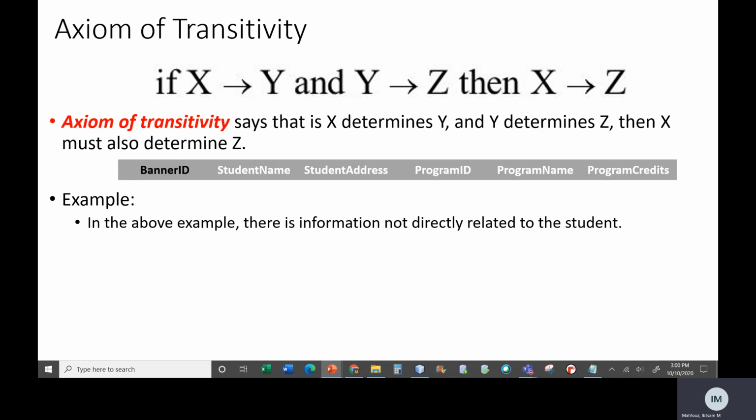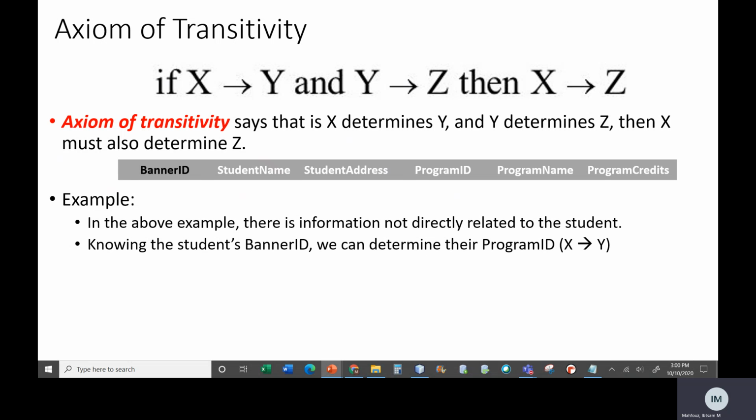Another axiom is called the axiom of transitivity. And here, if I know that X functionally determines Y and Y functionally determines Z, then really I can go from X to Z. Then I know that X functionally determines Z. Let's look at an example here. We have a table about a student. We're storing the banner ID of the student, their name, their address, the program that they're in, the name of the program, and how many credits they need to graduate from this program.